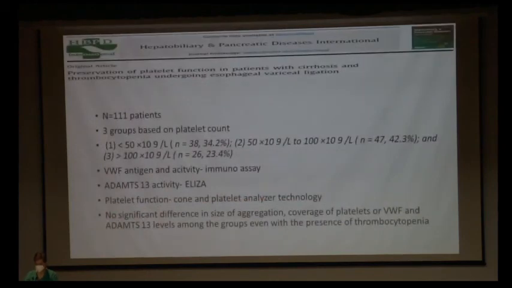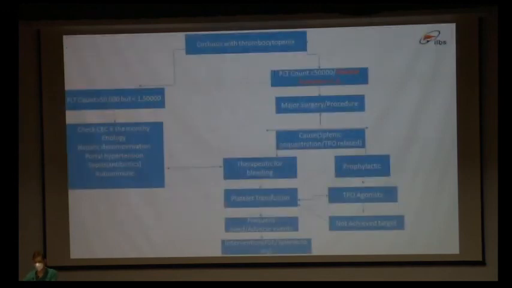The other was another very recent article which has been published, which had shown that in 111 patients, they had divided these into 3 groups. One had less than 50,000, the other was 50 to 100, and more than 100,000. They looked at the von Willebrand antigen, they looked at the ADAMTS13 activity, they looked at the platelet function, and they found there was no significant difference in size of aggregation, coverage of platelets, von Willebrand factor, as well as ADAMTS13, even in the presence of thrombocytopenia. So it is very important that the concepts evolve and we actually look at the functionality of platelets rather than the counts of platelets. So coming back to my initial proposed algorithmic approach.